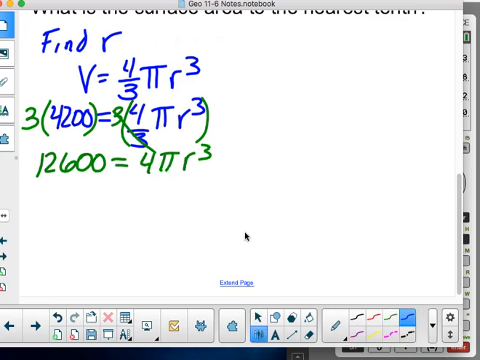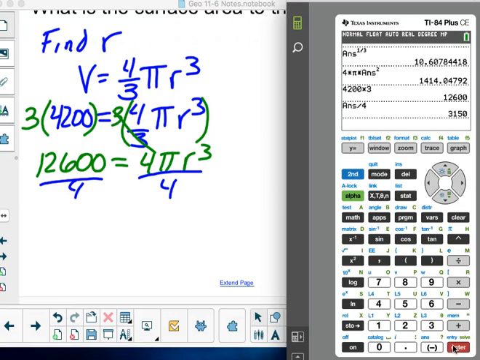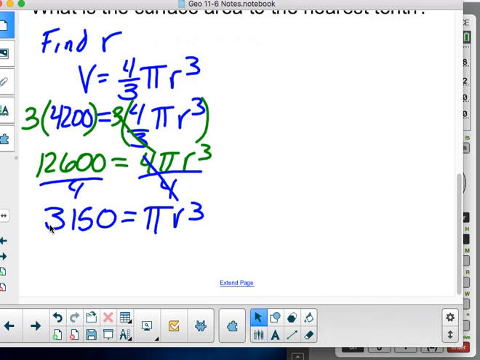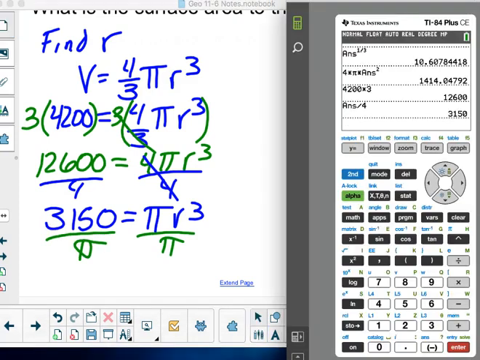Now the next thing I'm going to do is divide by 4. So 12,600 divided by 4 is 3150. So I've got 3150 is equal to pi r cubed. Now, my next thing is divide by pi. I'm going to do this in the calculator with the pi key. Remember, I got 3150 divided by pi. So it's 1,002.676.